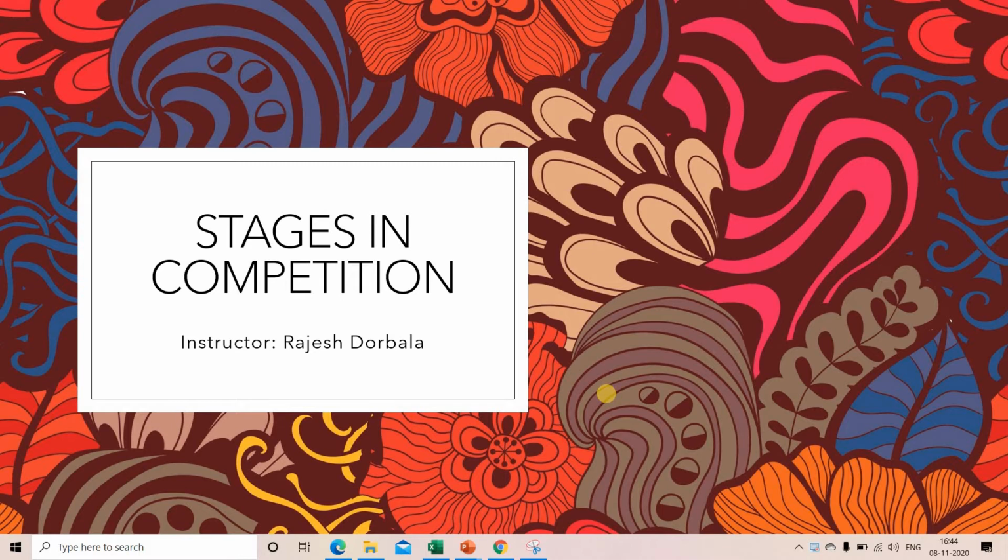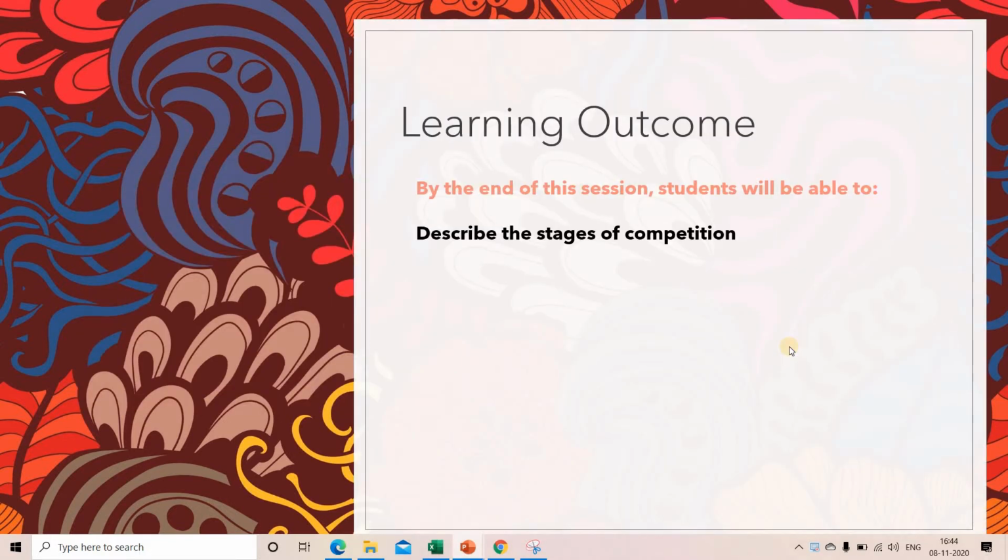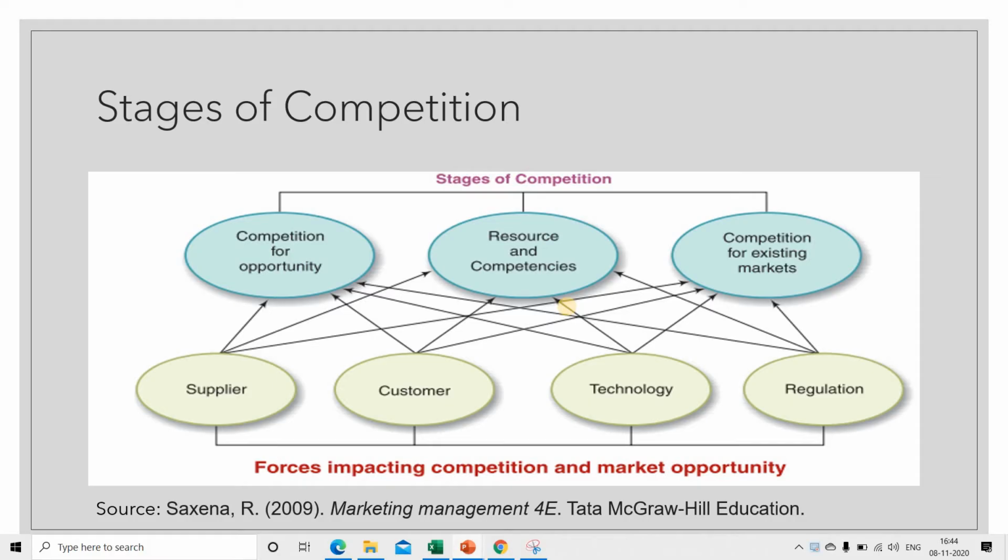In this session, we are going to discuss the various stages in competition. So let's see what is the learning outcome for today. In this session, we would be learning to describe the stages in competition. So what those various stages are, let us see and explore.